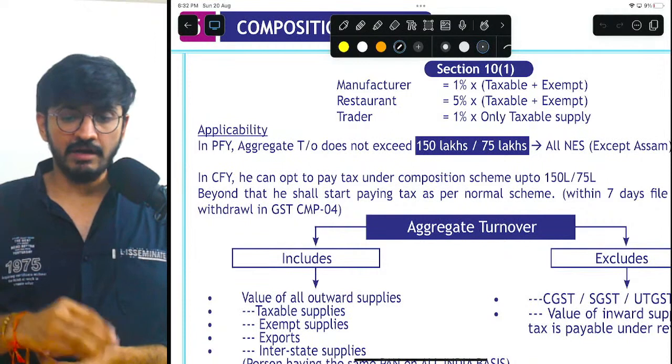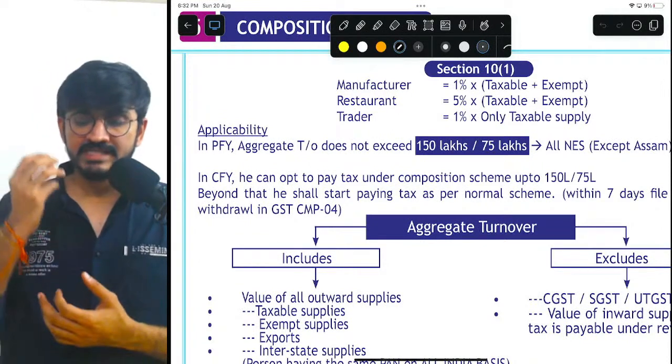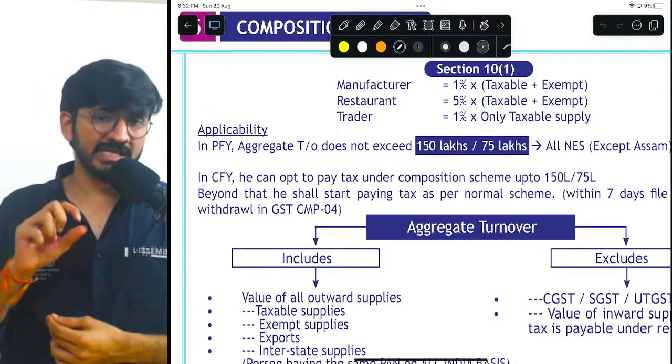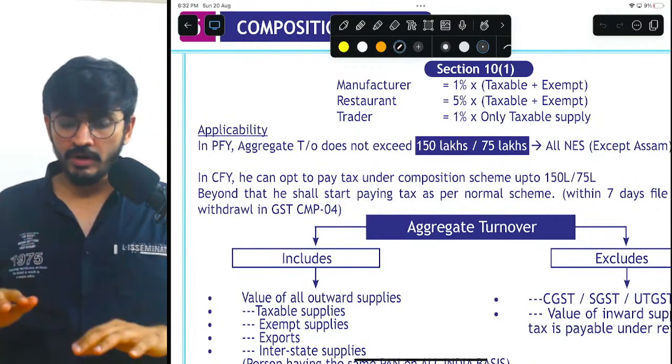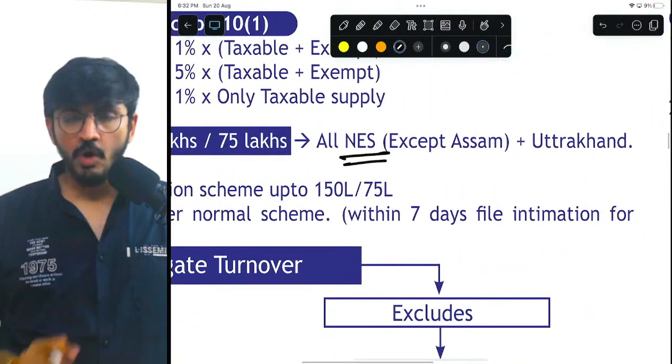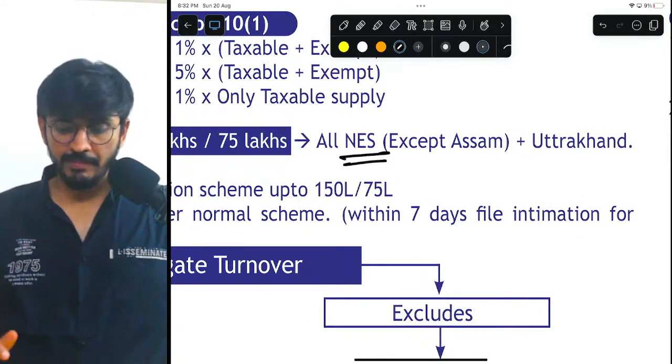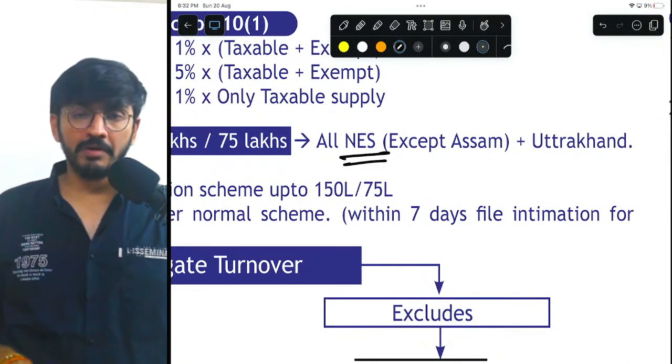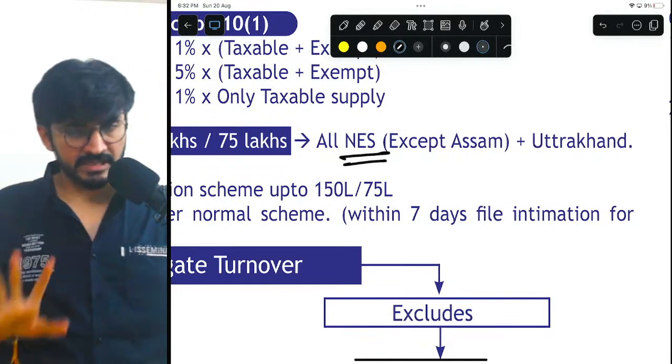Also, 75 lakhs is applicable to whom? 75 lakhs is applicable to special category states, and which are those? The way I help my students remember is very simple: all northeastern states except Assam plus Uttarakhand. Now it's very important that you at least know what the northeastern states are.